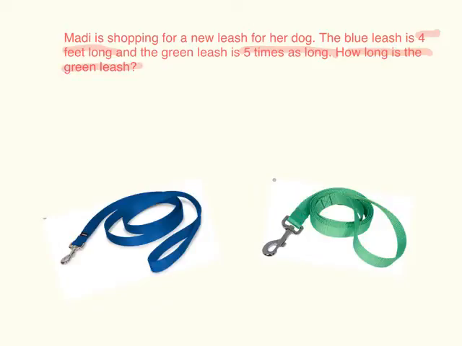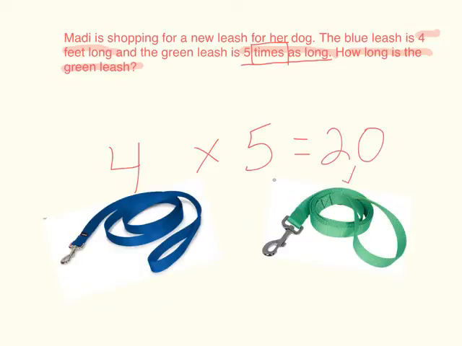Okay, so if we look at this, we have information about the blue leash. It tells us that the blue leash is 4 feet long. It says the green leash is 5 times as long. This word times should let us know that we're multiplying. So we get 4 times 5, which gives us a product of 20. So the green leash here is 20 feet long.